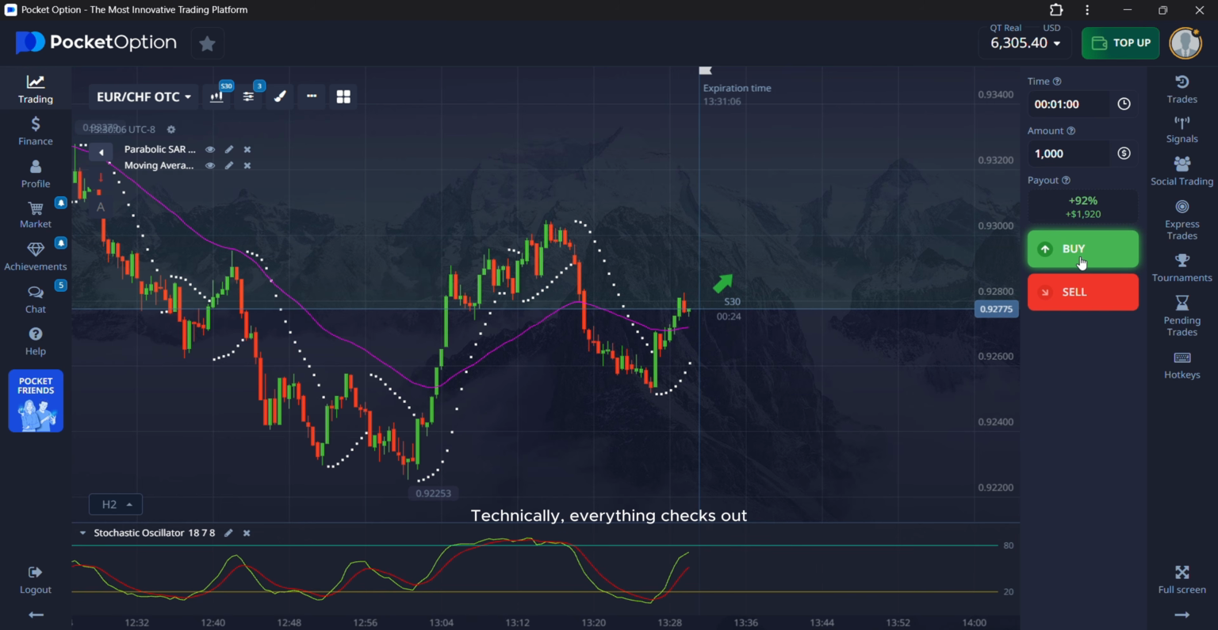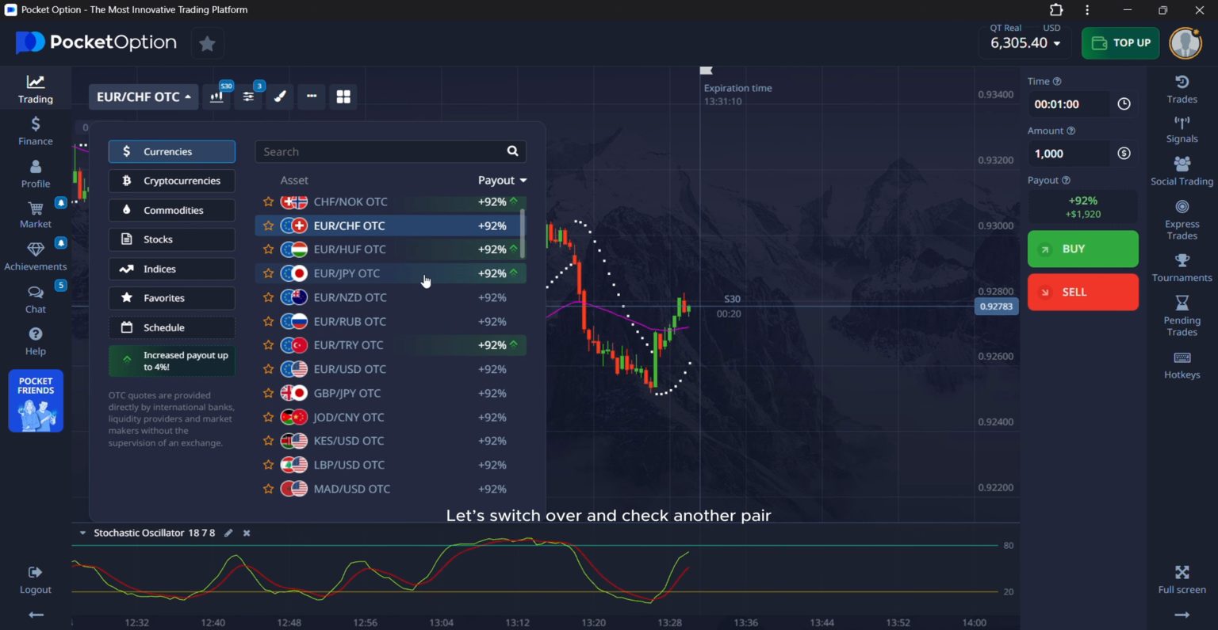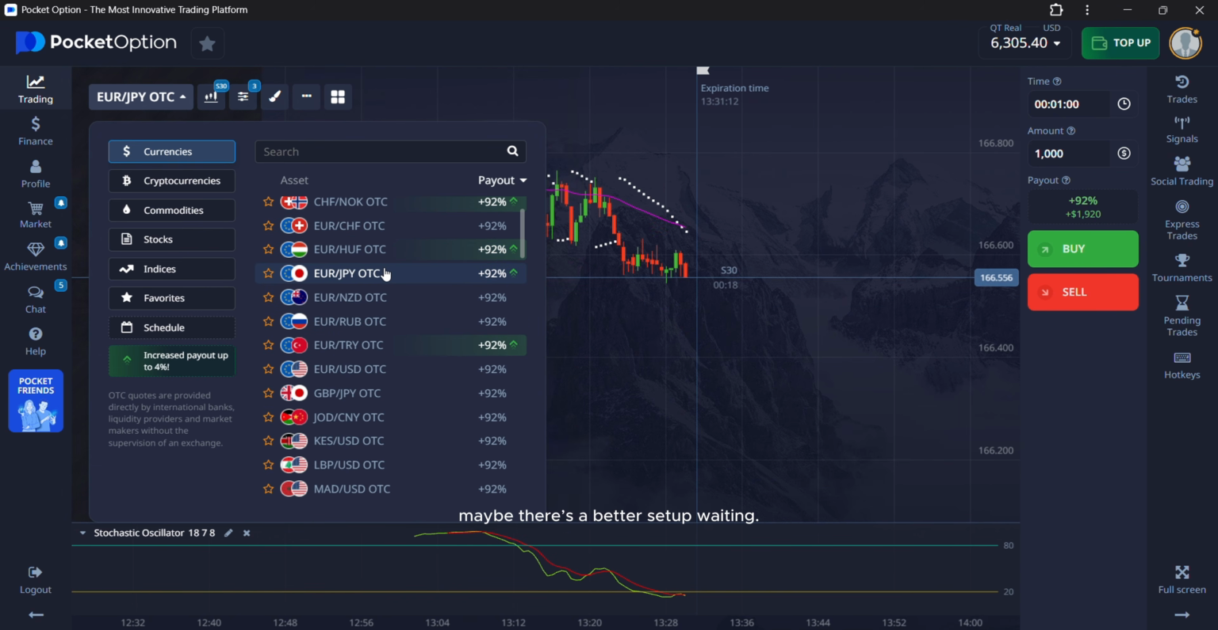At this point, technically, everything checks out, but the price reaction at resistance raises doubts. The price could move lower, but I'm not ready to jump in just yet. Let's switch over and check another pair. Maybe there's a better setup waiting.